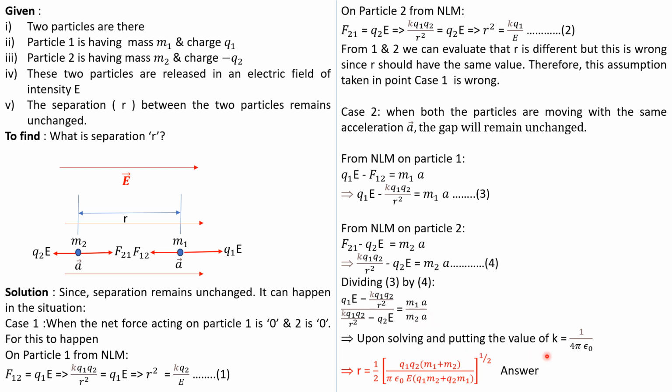Upon solving and putting the value of K equal to 1 by 4 pi epsilon naught, we get the final result of R as half of, in brackets, q1 q2 into (m1 + m2) in the numerator divided by pi epsilon naught E into (q1 m2 + q2 m1) in the denominator, and the whole thing under square root. So this will be our answer.